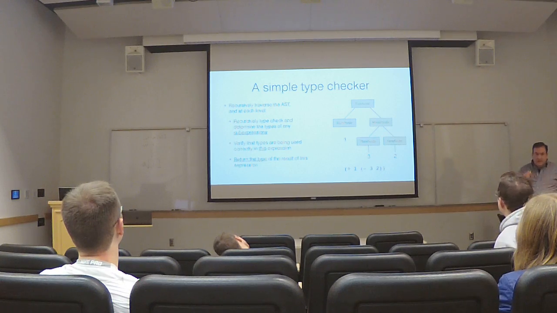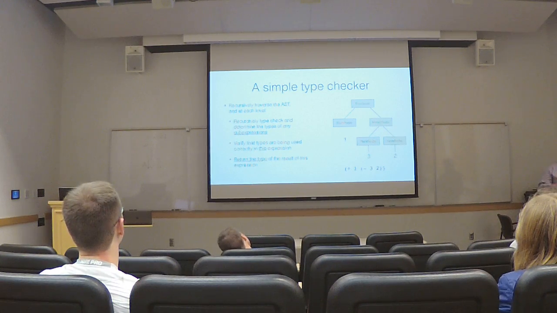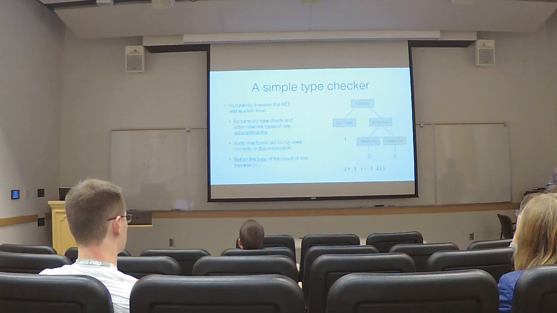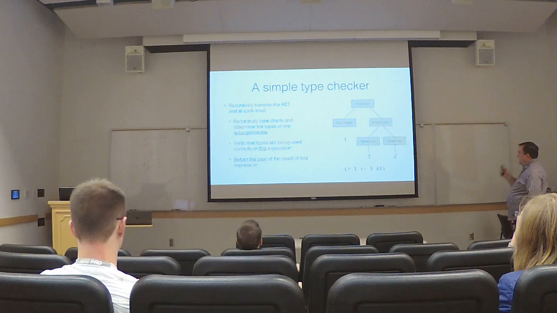So here's the algorithm we're going to use. We're going to recursively traverse this tree and determine the type of every single leaf, every single interior node, all the way up to the root. And so we're going to determine the type of every single expression and sub-expression in the entire parse tree. Here's how you do it.